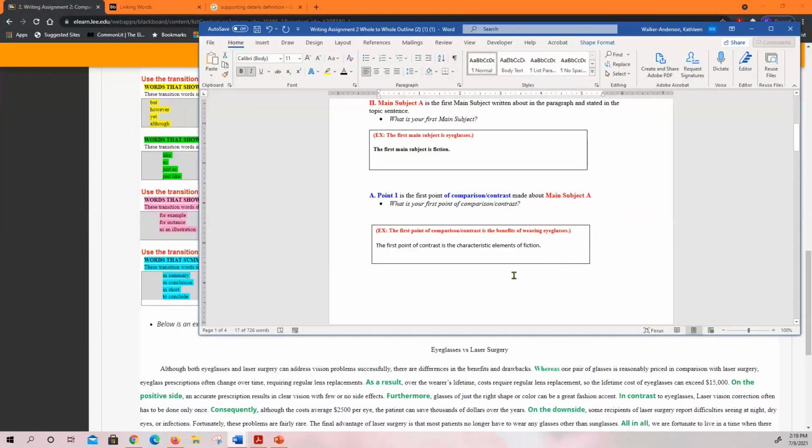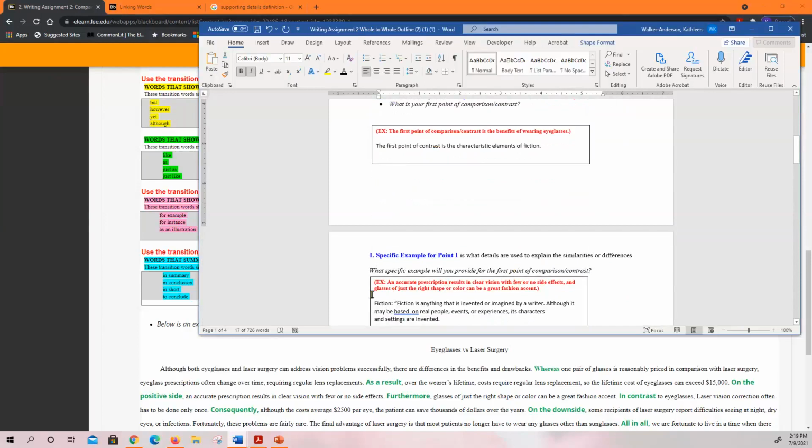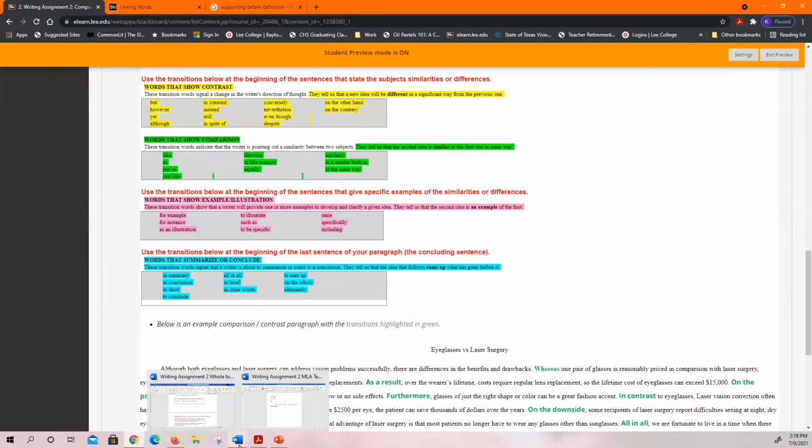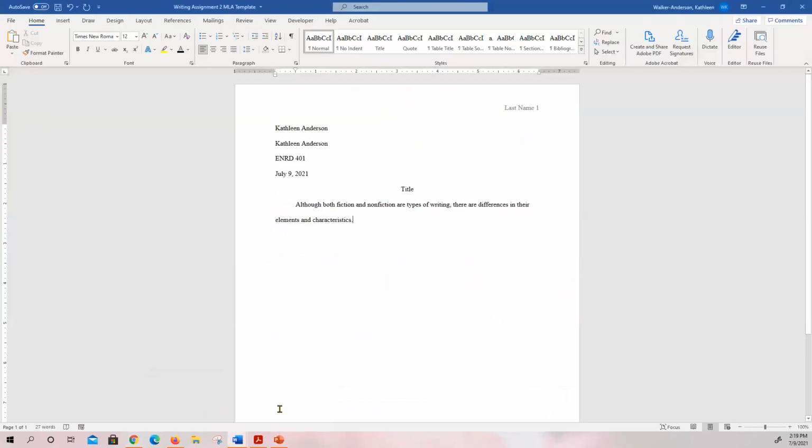And if you look at the example paragraph, they don't say the first point of comparison is. So you don't want to word it like this. You want to change it so that it flows like a paragraph and you're just writing about your topics, not the words associated with the structure. So although both fiction and nonfiction are types of writing, there are differences in their elements and characteristics. So what I would start out with first is the definition. So I'm going to go ahead and begin with my example because I've already introduced the idea of what the elements and characteristics I'm going to talk about.